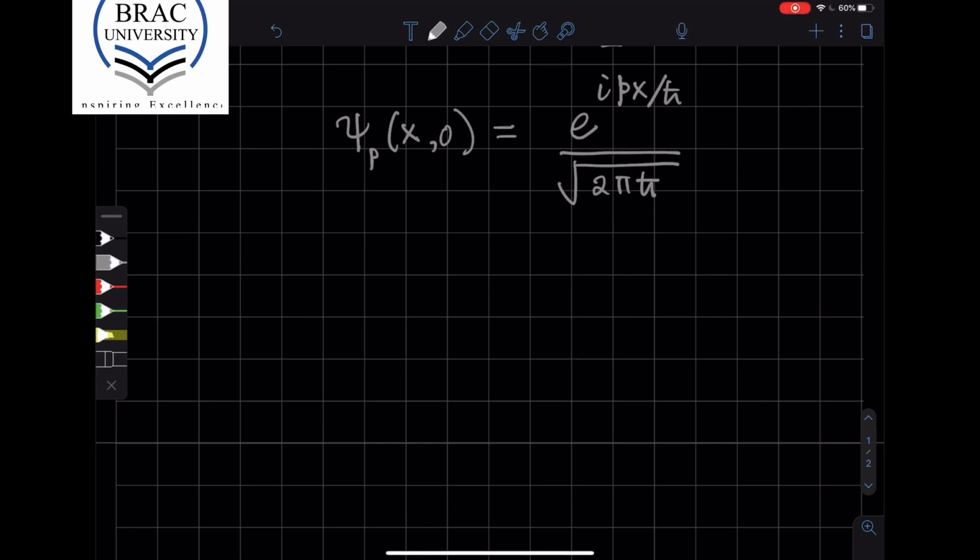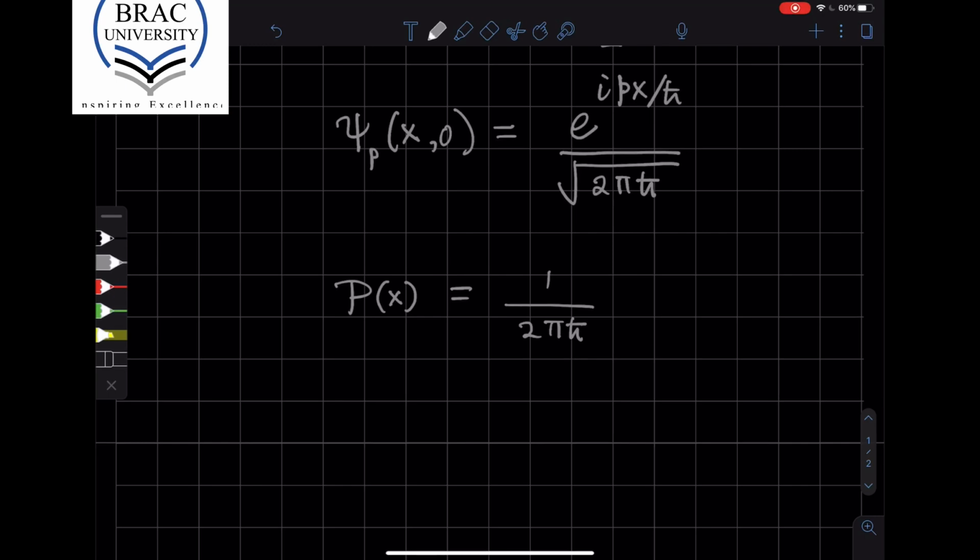Now this, of course, is not a normalizable state, because we can look at the probability density associated with this state, and that's just a constant. So this is not a normalizable state.